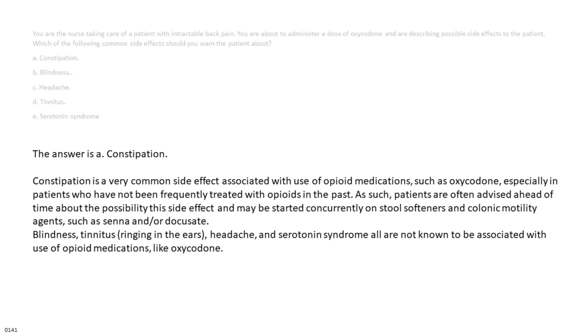Blindness, tinnitus (ringing in the ears), headache, and serotonin syndrome all are not known to be associated with use of opioid medications, like oxycodone.